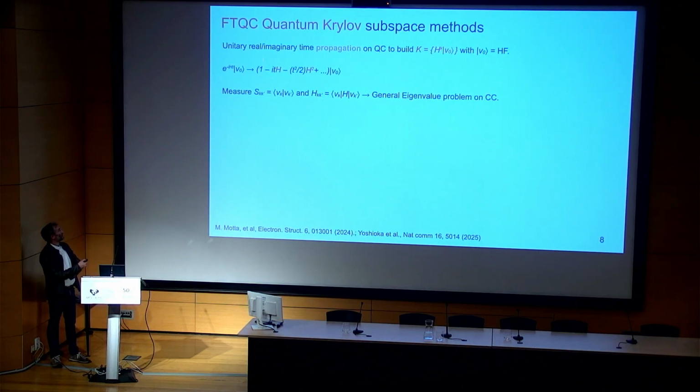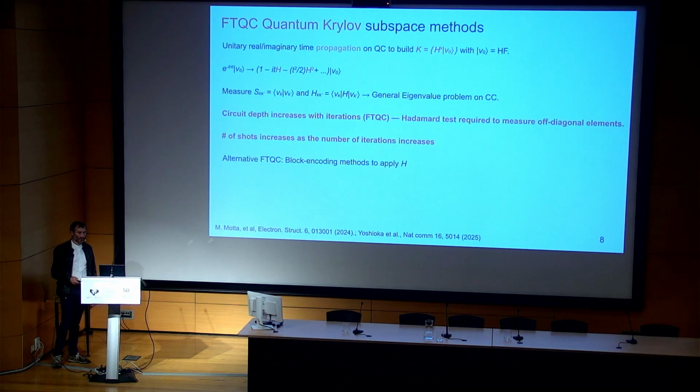So the simplest way to implement the quantum Krylov method is to propagate starting from a V0 and to stop at each time step to recover powers of the Hamiltonian, and so the power H^k V0. So you just have to measure on a quantum computer the overlap matrix and the Hamiltonian matrix, which is Vk, H, Vl, and after that you solve the eigenvalue problem on a classical computer.